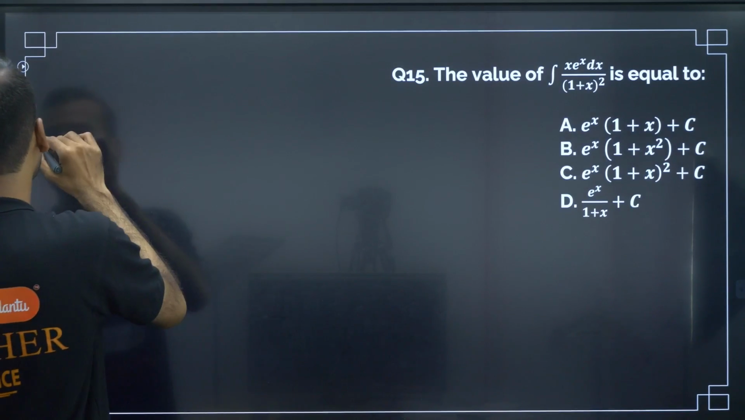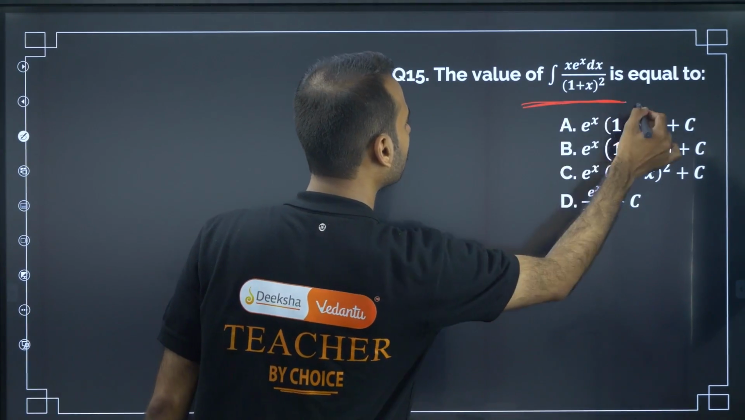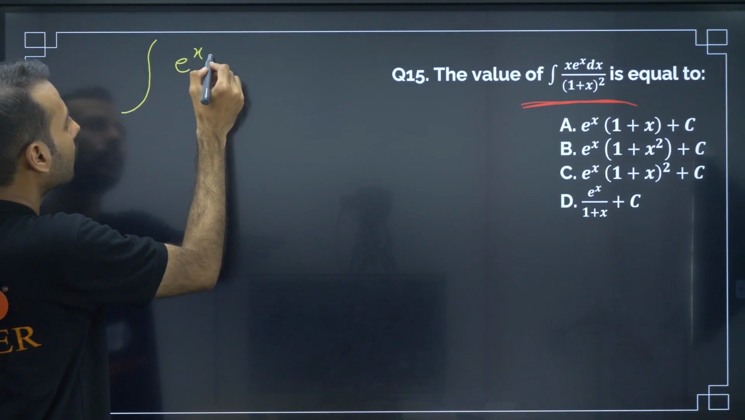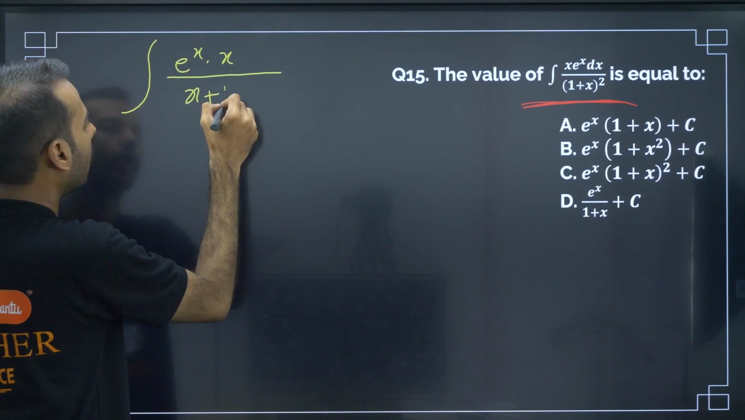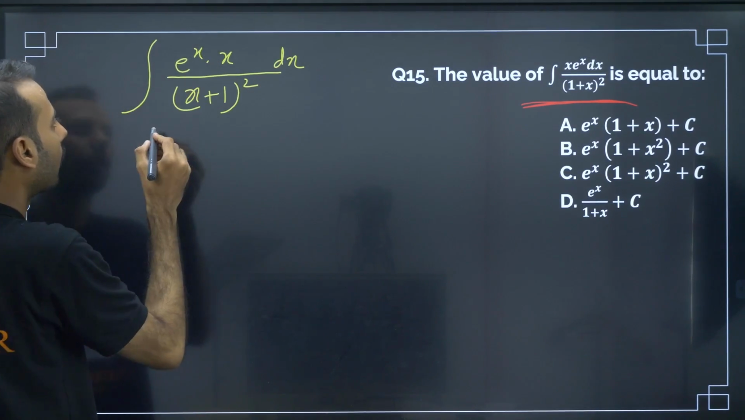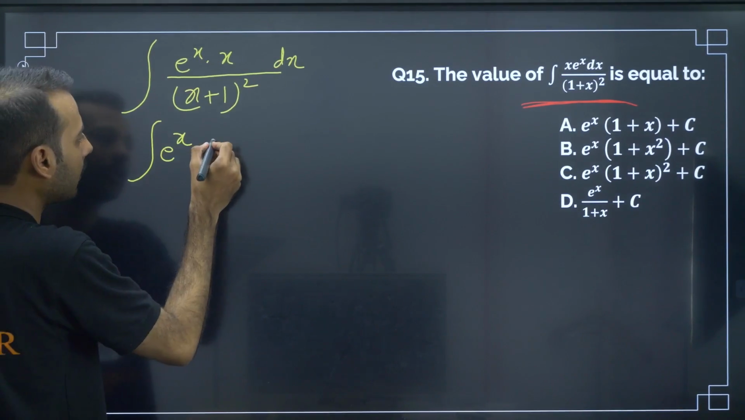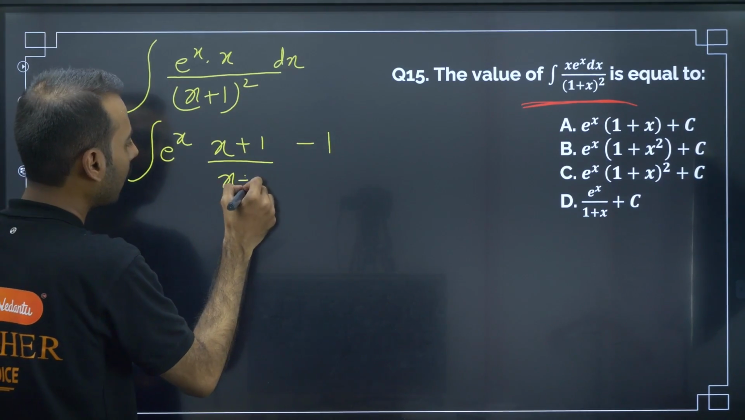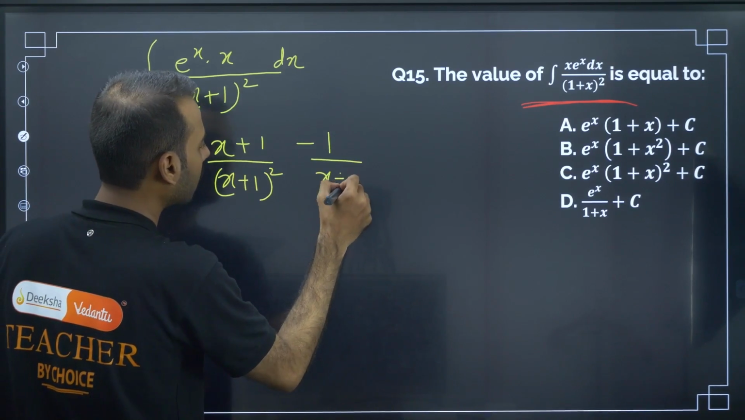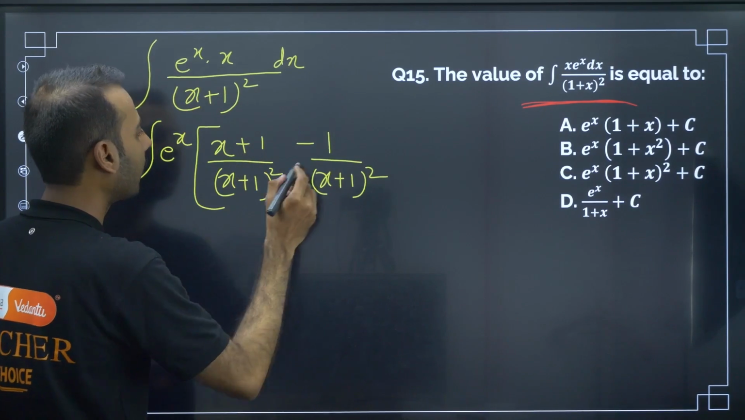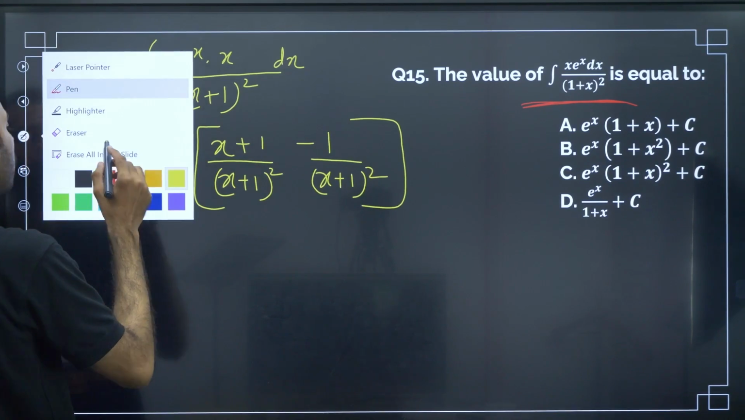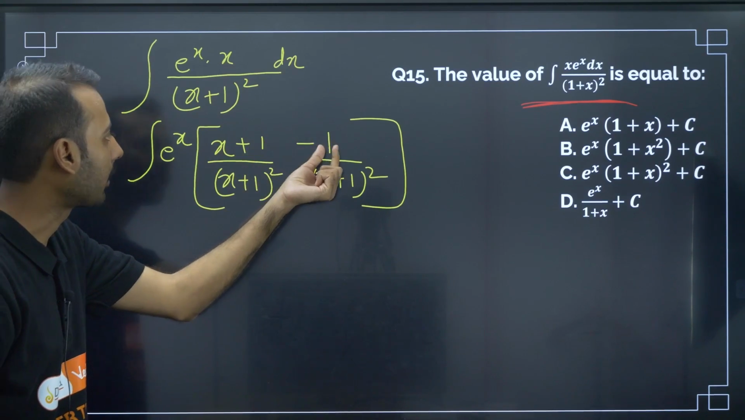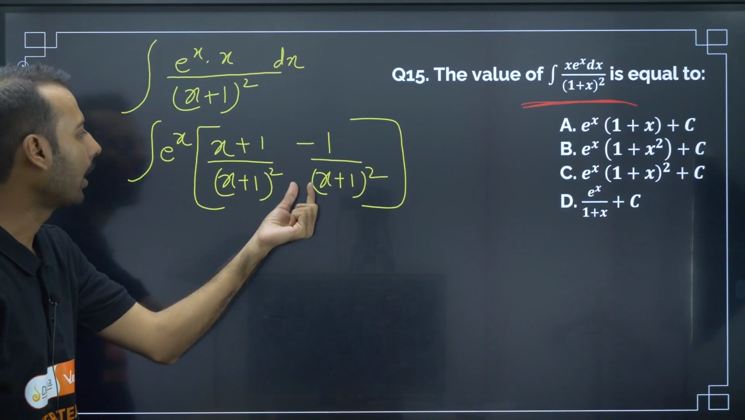The value of this is equal to, so first let me copy and paste that question. Integral of e raised to x by x plus 1 whole square dx. For this question, e raised to x, let me place it as it is. In the numerator, x let me write plus 1 minus 1, over x plus 1 whole square. Let me put this bracket. So what I have done, I have just added and subtracted 1 in the numerator, and I am keeping the denominator as it is.